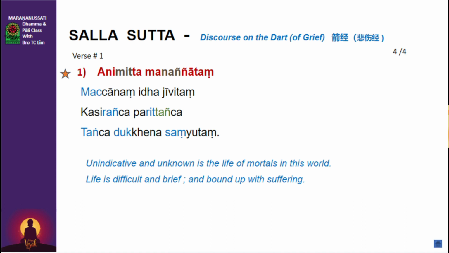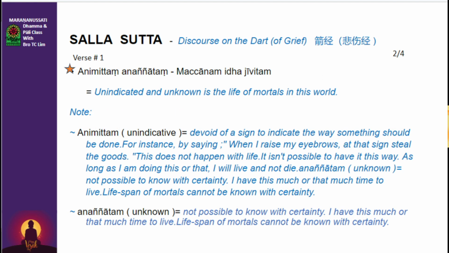So the whole verse here means: animitang anyanatang machanang ida jivitang kasirang cha paritang cha tang cha dukkhena samyutang. Unindicated and unknown is the life of mortals in this world. Life is difficult and brief and bound up with suffering.